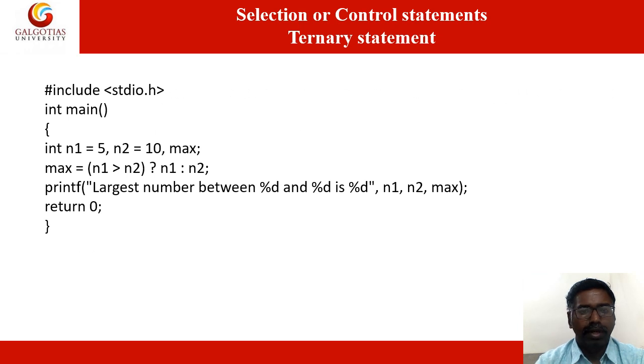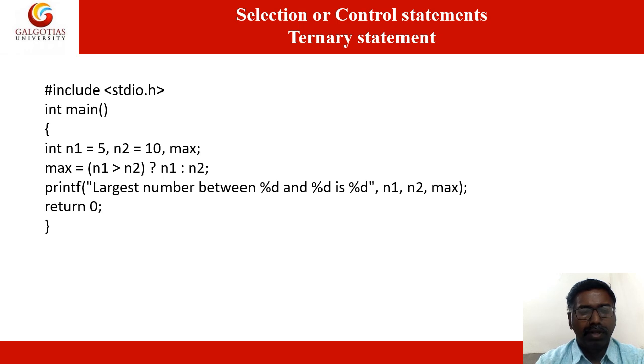An example for the ternary statement is given here. Two variables are declared, n1 and n2, and the values are assigned: n1 is 5 and n2 is 10. We have another variable called max. Our target is to find the maximum of these two numbers using a ternary statement. So we construct max = n1 > n2 ? n1 : n2, where n1 > n2 is our expression 1.